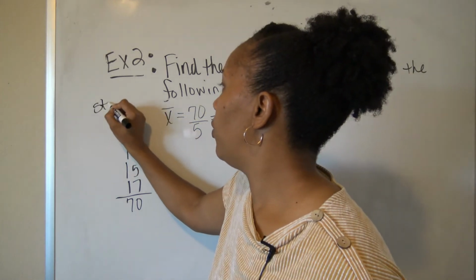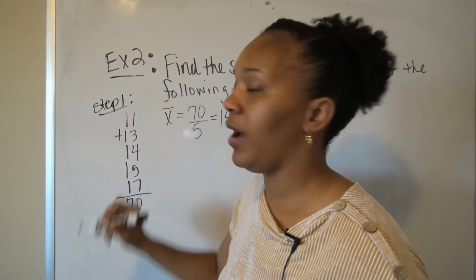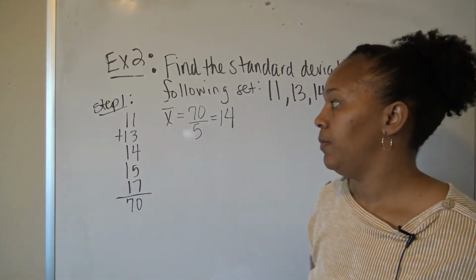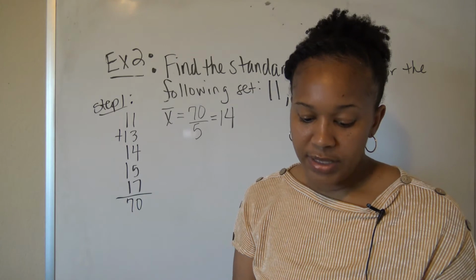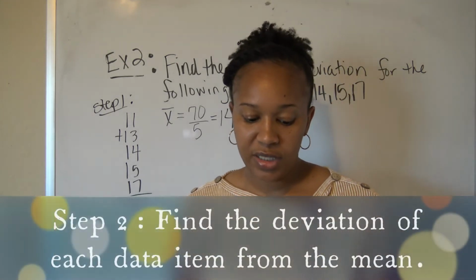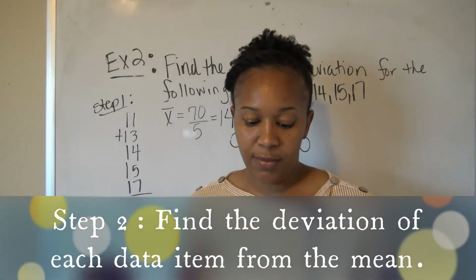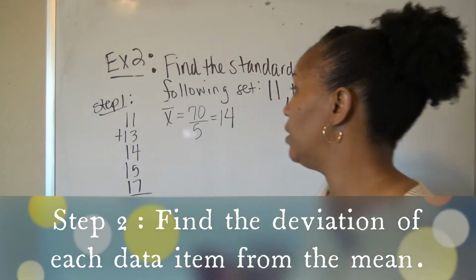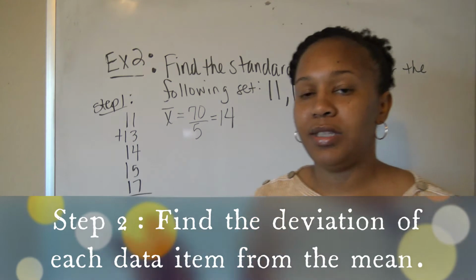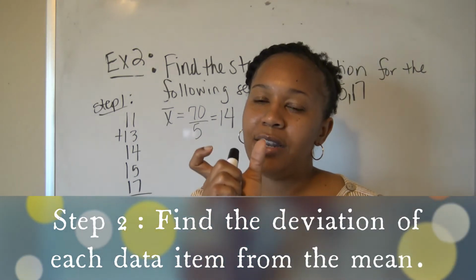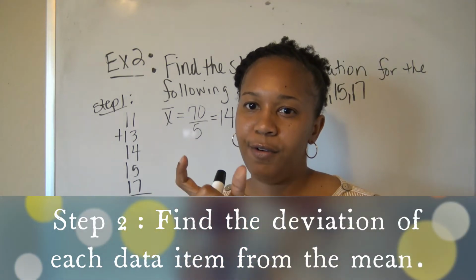So this is step 1. Step 1, remember, is to find the mean of the data set. Alrighty. Now step 2. Step 2 is to find the deviation of each data item in the set from the mean. So for step 2, what we want to do is figure out what is x minus x bar. We want to figure out how each data item differs from the mean.